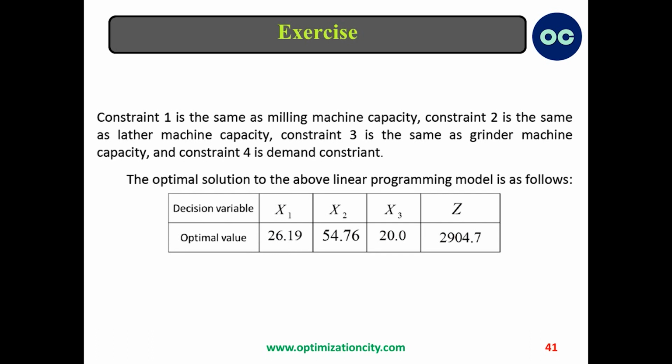And this is the optimal solution for this problem, which we can discuss in the next course. You can see that x1, x2, and x3 should be produced about 26, about 54, and 20. And we have about $3,000 profit.